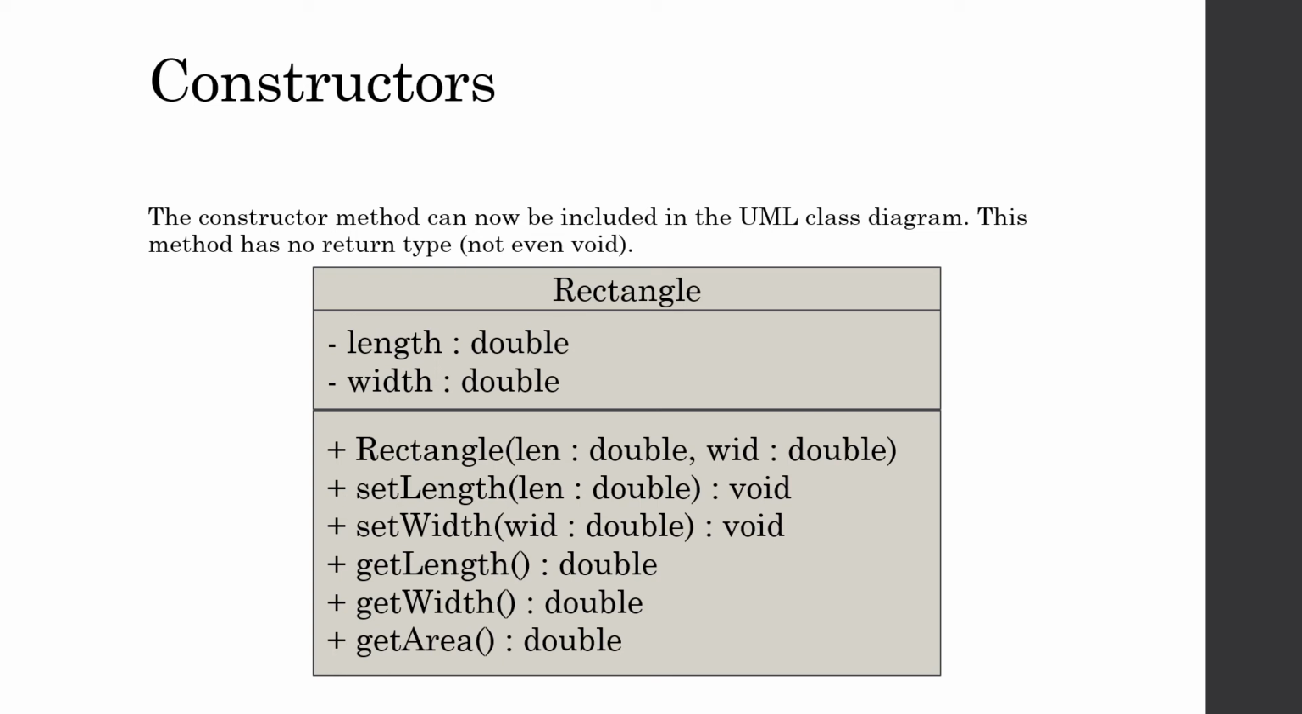So now we can actually see a little bit about how this is put into our class diagrams. So for len, we follow the same syntax or the same convention as our fields. So we're going to say len, colon, and then its data type of double, and then a comma, and then we have wid, and then another colon, and then its data type, which is also double. And then unlike the other 5 methods, we don't have anything after that. So we don't have another colon and a return type because constructor methods don't ever return anything, so they have no return type at all.